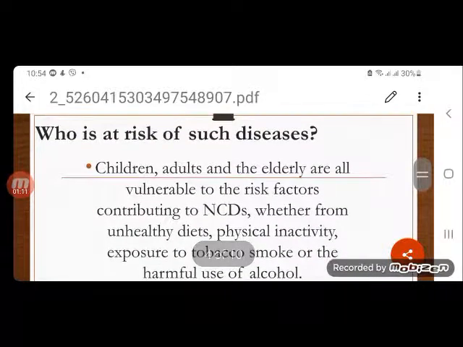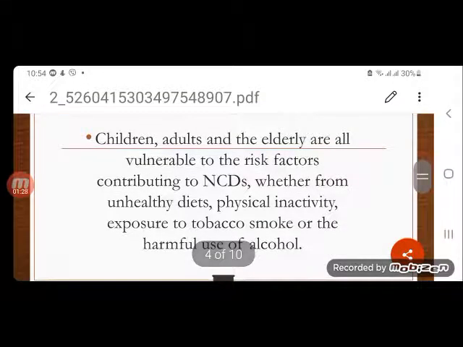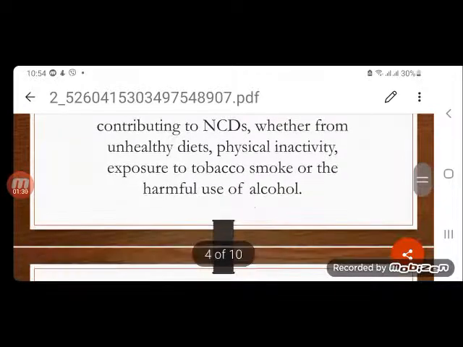Who is at risk of such disease? You should know all age groups are vulnerable to the risk factors contributing to non-communicable disease, whether from unhealthy diet, physical inactivity, exposure to tobacco smoke, or the harmful use of alcohol.